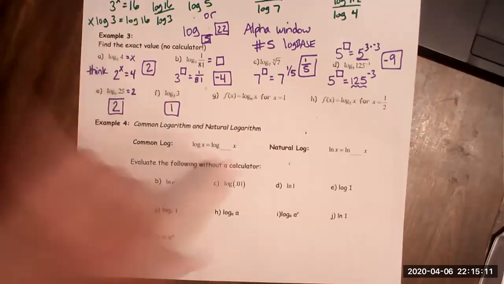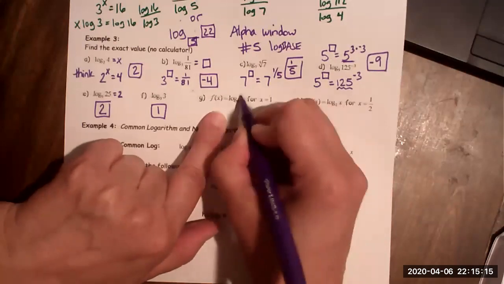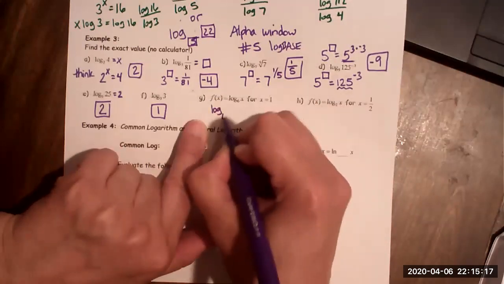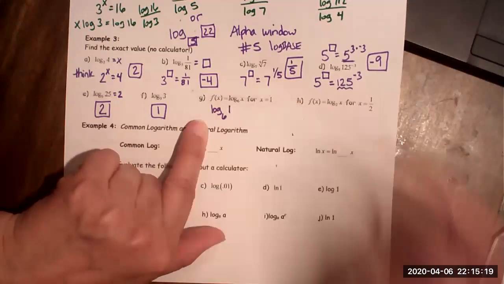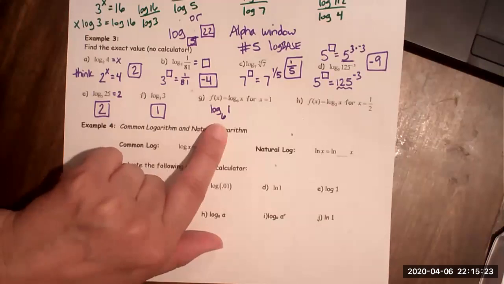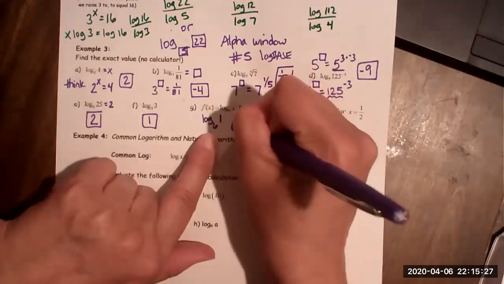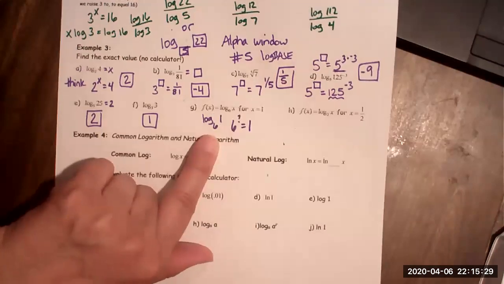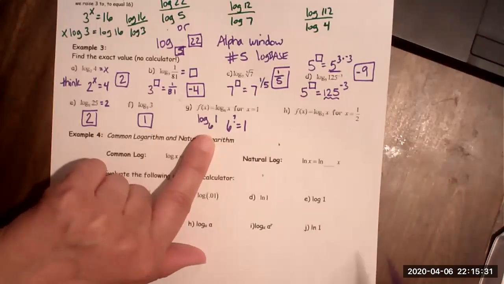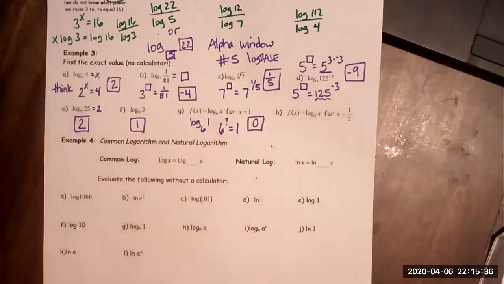Okay. This one is telling you when x is 1, they want you to plug 1 in for x. So they want you to solve this problem: log base 6 of 1. So 6 to the what power, this is what I'm trying to find. 6 to the what power is 1? We talked about this a second ago. Anything to the 0 power is 1. So that means my answer is 0.